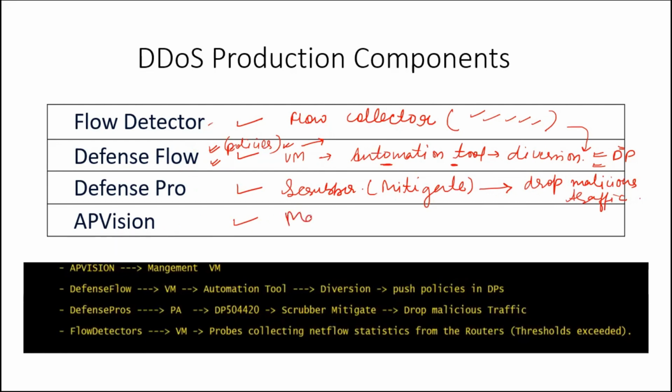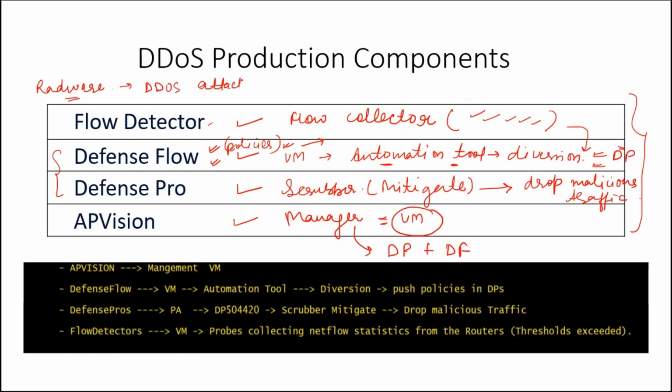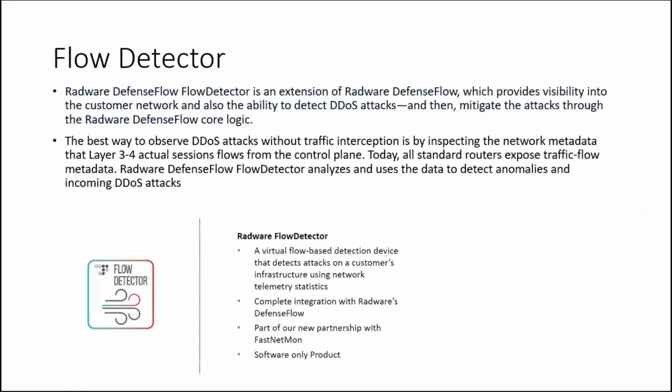And the last is the AP vision. AP vision is the manager. It's a VM, and it's managing both defense pro and defense flow. So this is the overall summary, just an overview of the components which Radware is providing for saving the organization from DDoS attacks. So let's see one by one in depth what the flow detector, defense flow, and then the AP vision are. First is the flow detector.